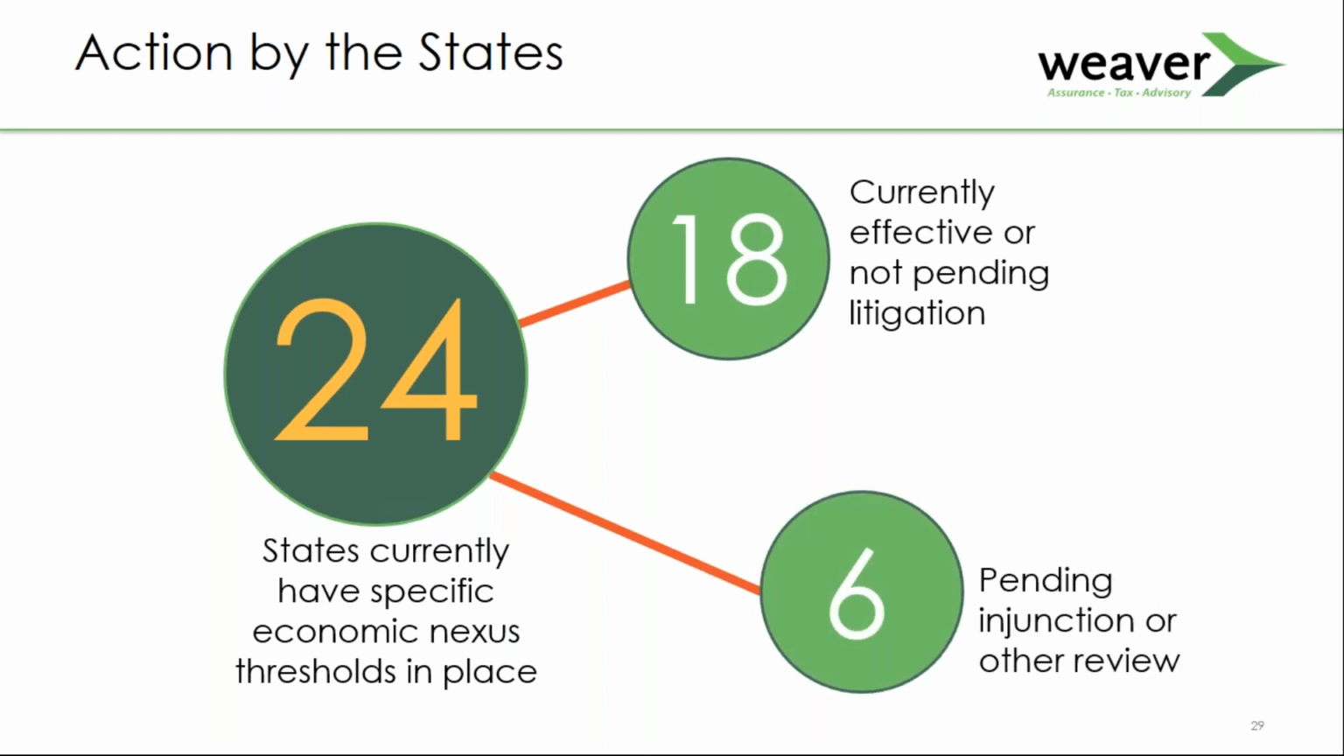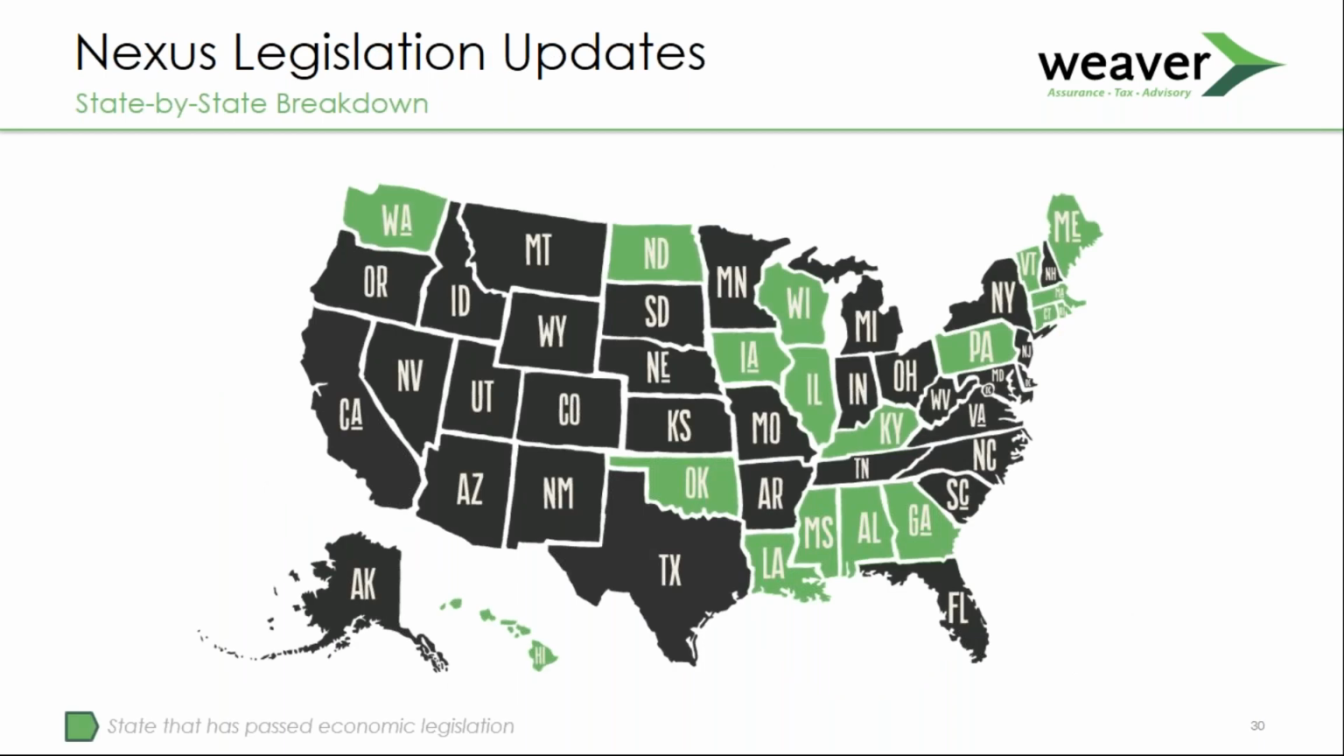Currently, we have 24 states that have specific economic nexus thresholds in place. It says currently there are 18 effective and not pending litigation. As of late last week, Minnesota joined this group, so it's really 19, and then 5 pending injunction or other review. So here's a little graphic for you all to see the states that have enacted or passed economic nexus legislation and aren't pending additional review by state Commissioners of Revenue, or under litigation, and add Minnesota to this one. And here's another graphic to show the other states that have litigation pending for whatever reason, or are currently under review. So this is moving fast.